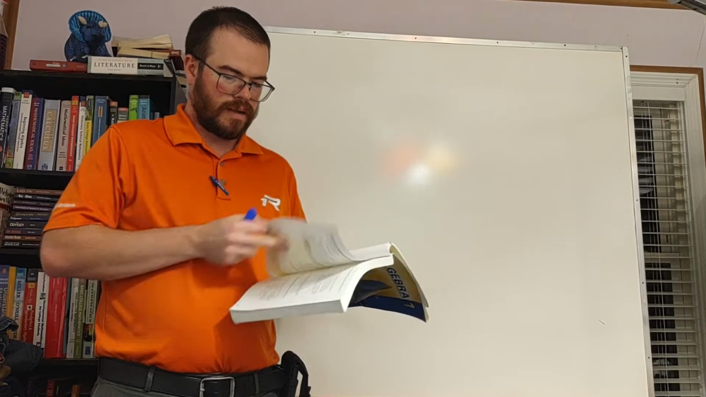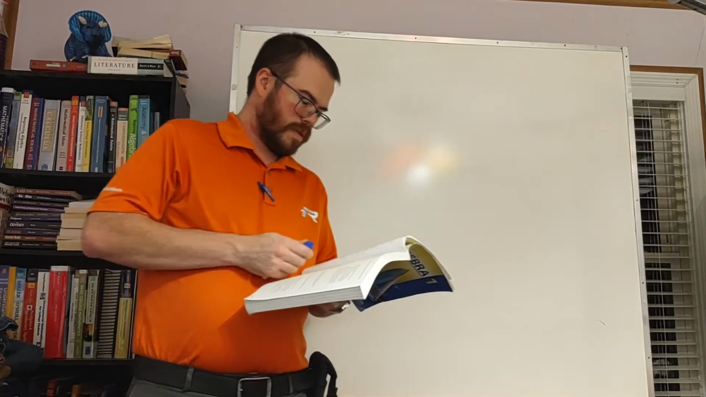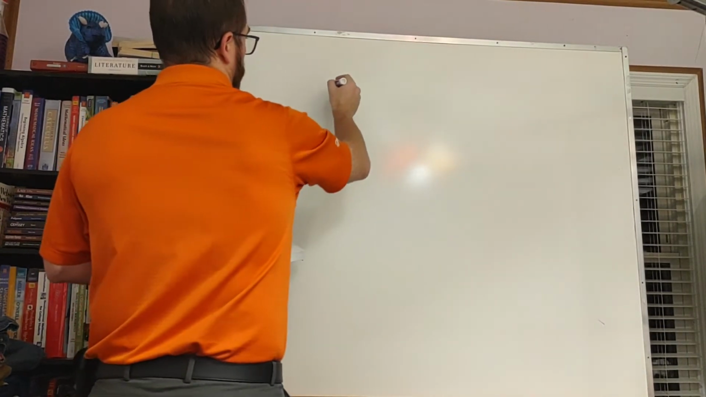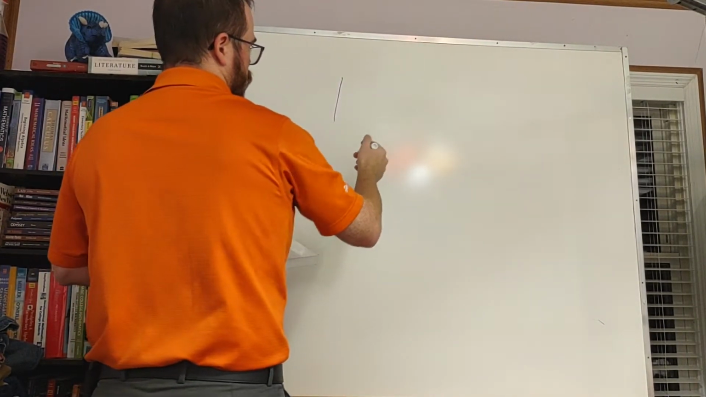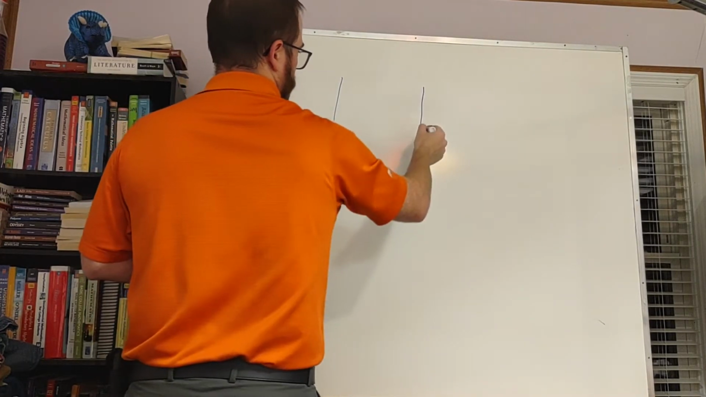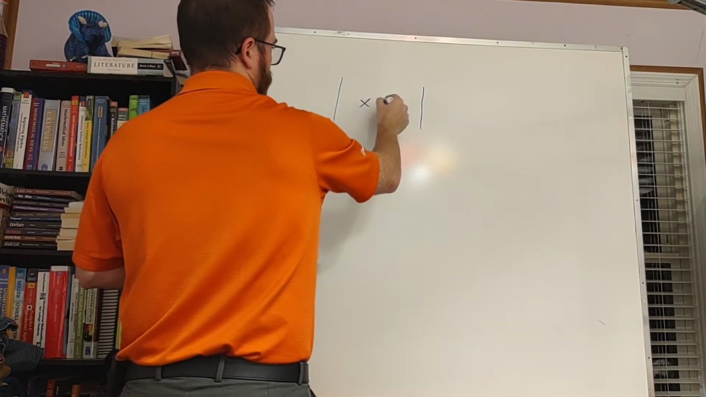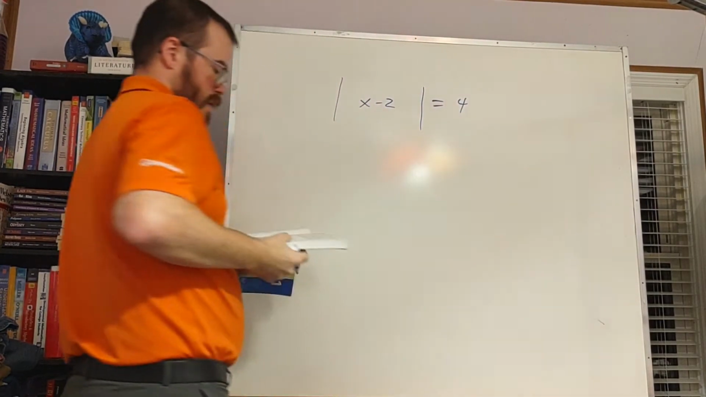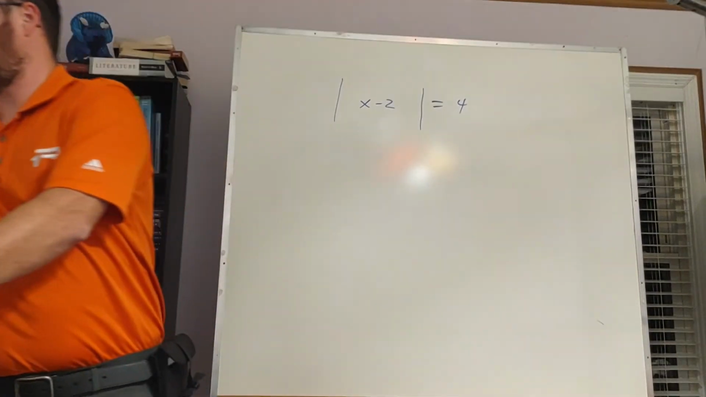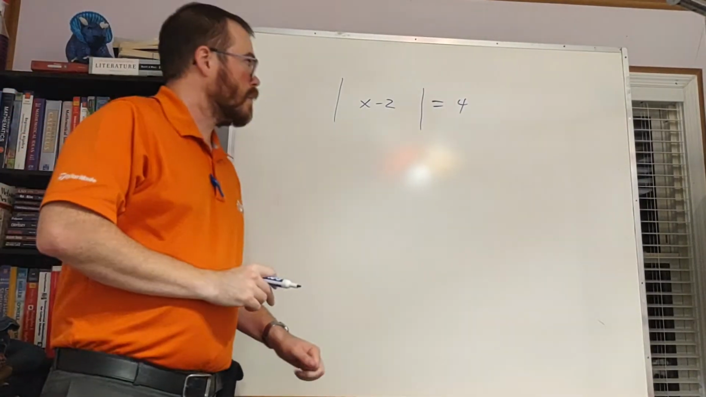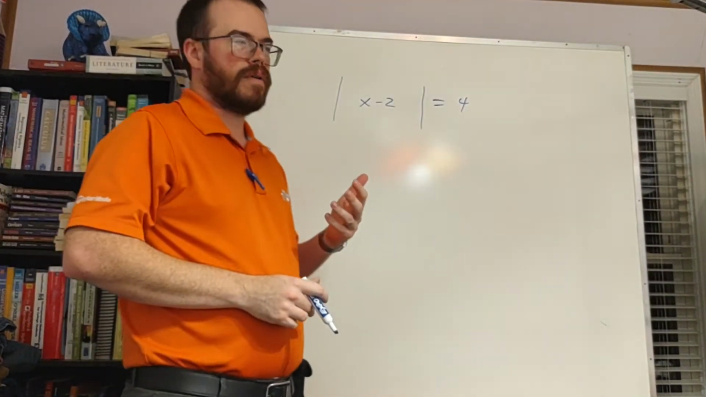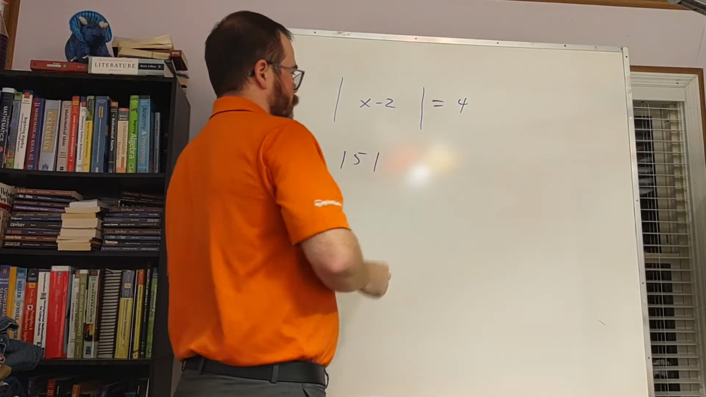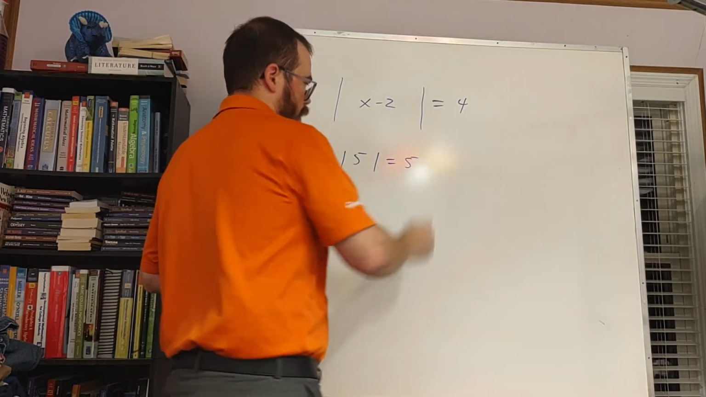So let's look at a very simple one. Remember, absolute value bars are these two straight lines that we could draw. Let's say you've got x minus 2 inside of there, and that's equal to 4. We want to think about what absolute value means. If you think about the absolute value of, say, 5, we can say that's equal to positive 5.